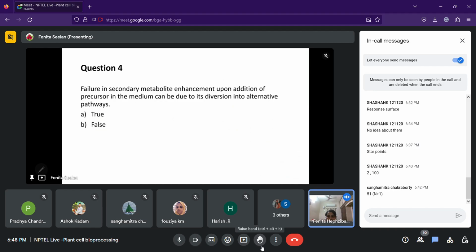So with that being said, we will go to the next question, which is: failure in secondary metabolite enhancement upon addition of precursor in the medium can be due to its diversion into alternative pathways. Do you think the statement is true or false? True. Okay. So how did you come to the conclusion that this answer is true?